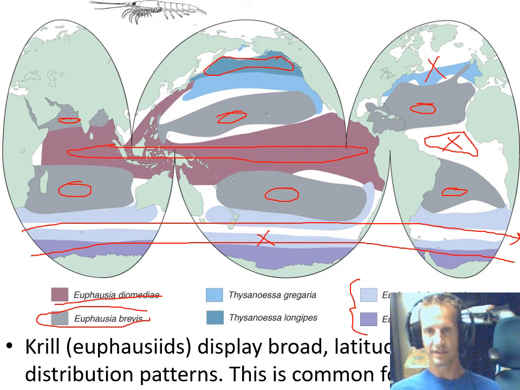But overall, there tends to be a lot of really large ranges and interconnectivity of plankton's ranges because they're drifting in the currents and they're living in the open ocean. So it's not like they have to be localized to a particular patch of shoreline or island like a benthic species might be.